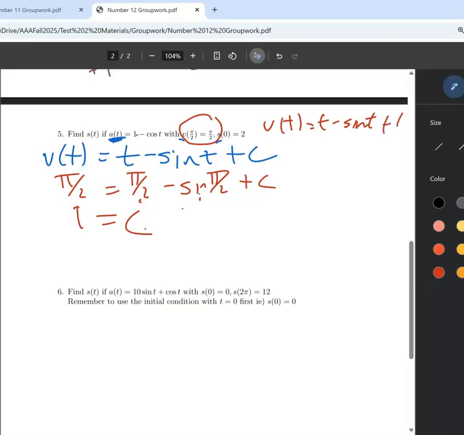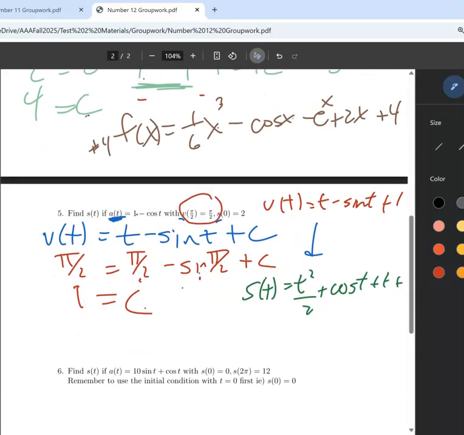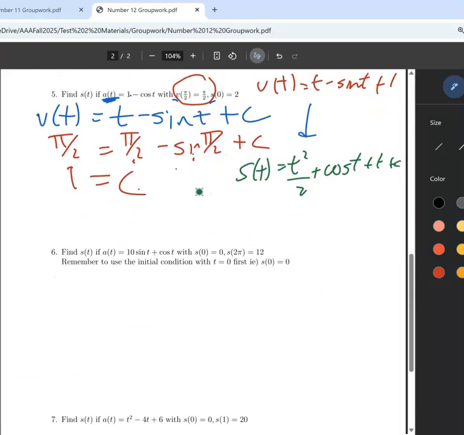Now I'm ready to take another antiderivative. So another antiderivative, t squared over 2. Antiderivative of negative sine will be a positive cosine. Antiderivative of 1 will be t, and then I have plus c. So now I'm going to use this. I'm going to say 2 equals, and I'm going to put t equals 0 in. Cosine of 0 is 1, and this is t, so that gives you a 0. Sorry, that's kind of messy. Plus c. So then if I subtract, I get 1 is equal to c.